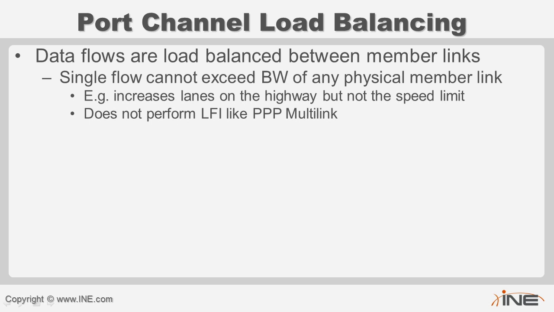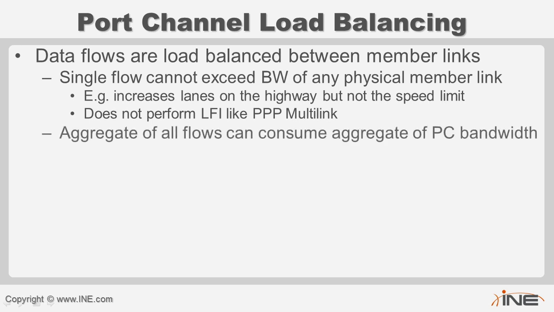So a good analogy for this is that when we're doing port channeling and we're adding additional member links, from the perspective of a highway, it would be the same as adding additional lanes, but not necessarily increasing the speed limit. So the end result of this is that the aggregate of multiple flows in the network will be able to use all the bandwidth of all the member links, but any individual single flow is never going to be able to exceed the bandwidth of 1 individual member. So even in the case of 10 gig channels, if we were to have 2 physical 10 gig Ethernet links in a port channel together, any individual flow is not going to be able to exceed 10 gigabits per second.